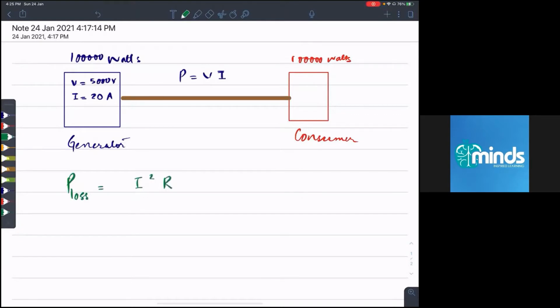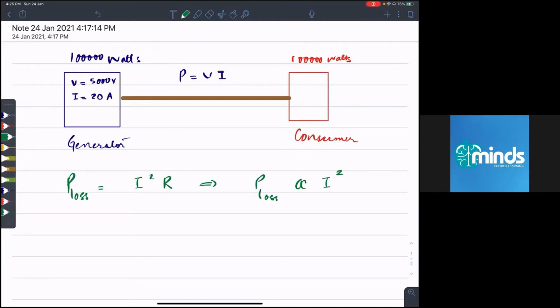Now, the formula of power loss is generally given by I squared R, which tells us that power loss is directly proportional to the square of current. The more current, the more power loss. The less current, the less power loss. So what do we want to do? If we transfer this 100,000 watts of power as 5,000 volts and 20 amperes, since the value of current is very large, we will have an enormous amount of power loss. So what we try to do is increase the voltage so that we can reduce the current.